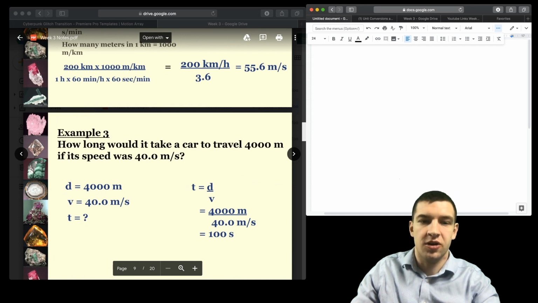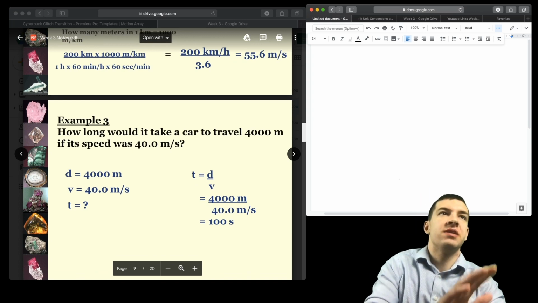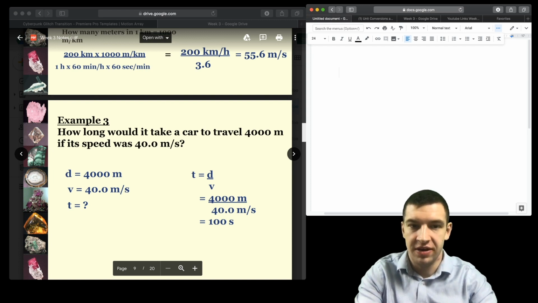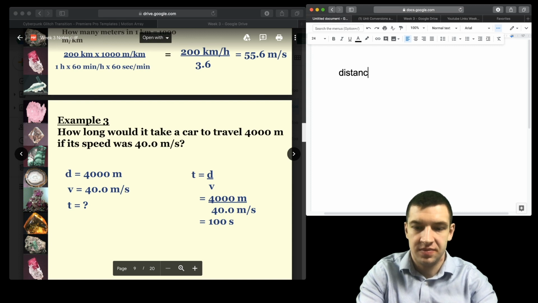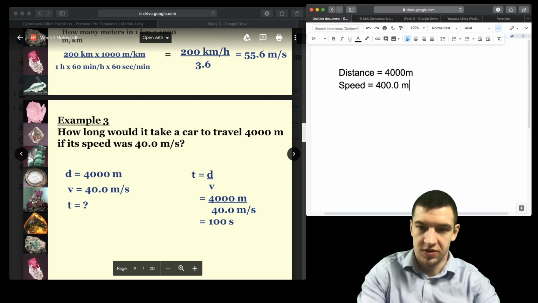So how long would it take for a car to travel 4,000 meters if its speed was 40 meters per second? Okay, so again, even if it's written out like this on the PowerPoint, what I want you to do is list out your variables. So the distance equals 4,000 meters, and then the speed equals 40.0 meters per second. I'm sorry.